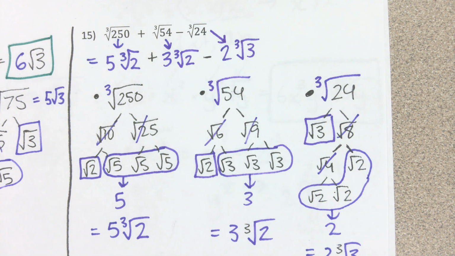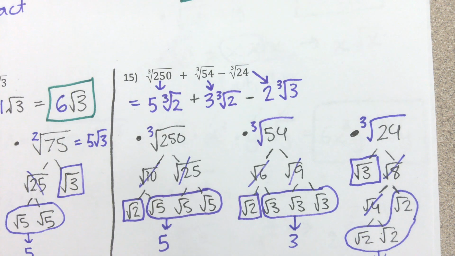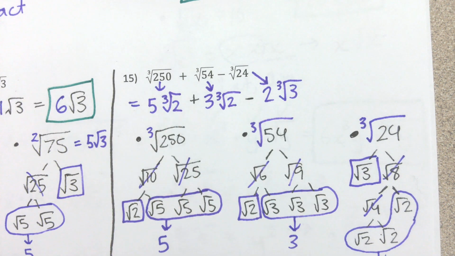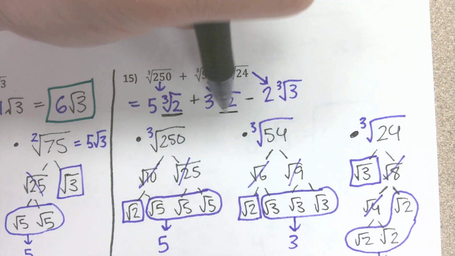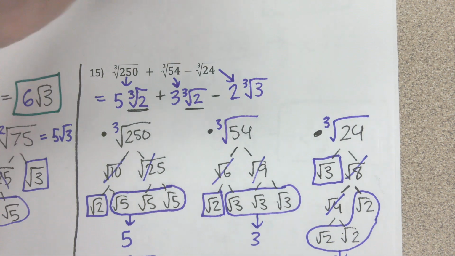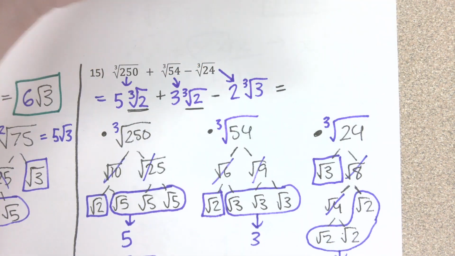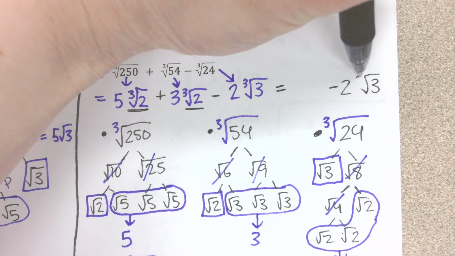Questions on any of the breakdowns? We can go back and talk about any of them before we do the math. So let's take a look here. We have a cube root of 2, cube root of 2, and a cube root of 3. So I can only combine like terms with the first two. The last one, 2 cube root of 3, can't do anything with it. It's just going to be part of my answer. So I'm going to go ahead and write that in the back. Minus 2 cube root of 3.